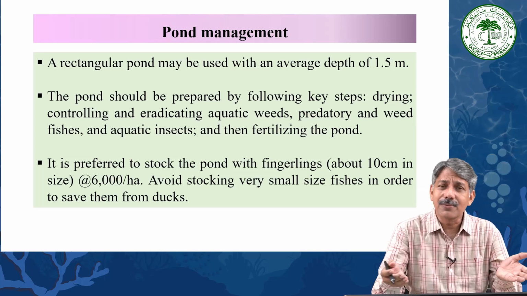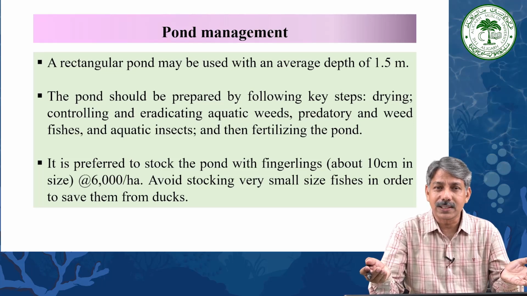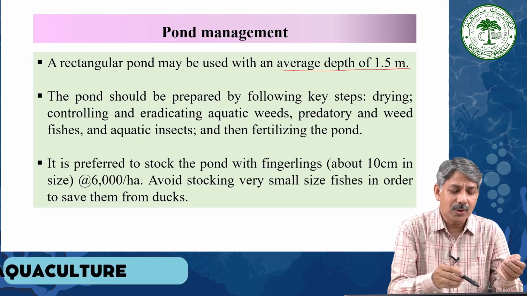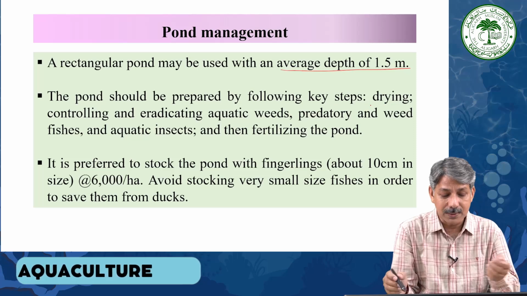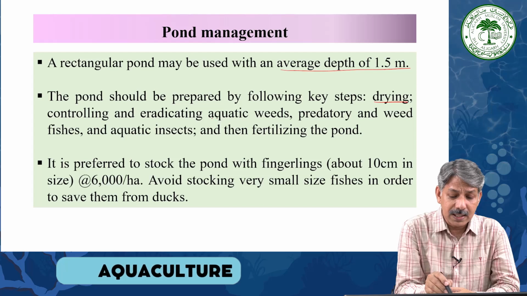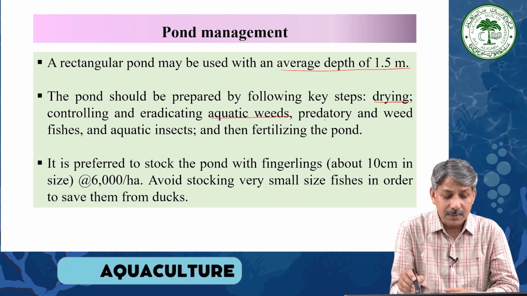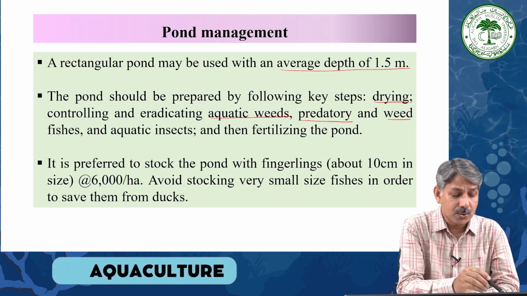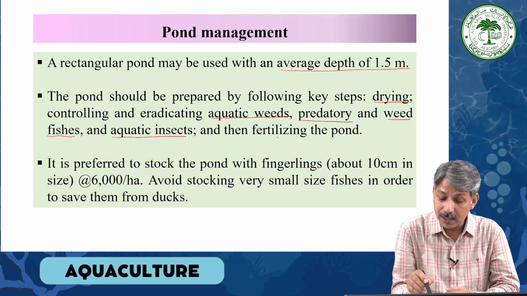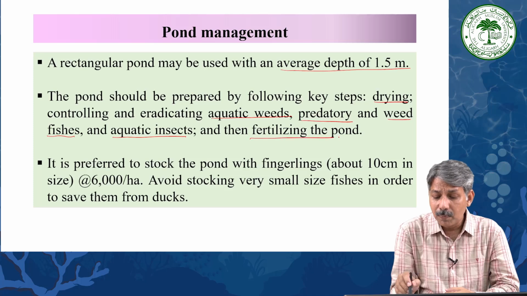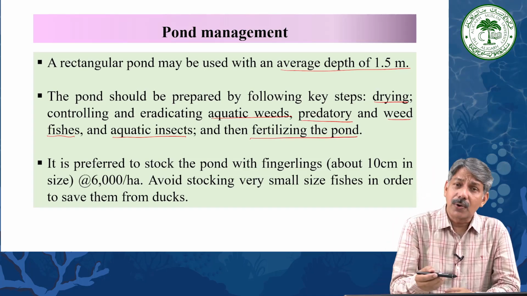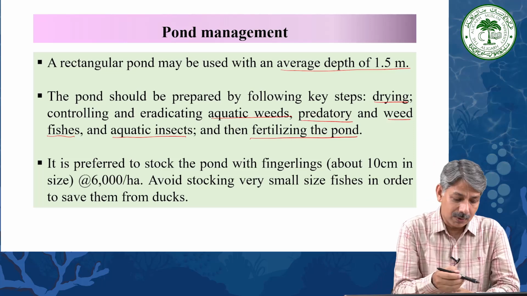So we can have, in fact, a normal pond, which we have discussed already. Here they have written an average depth of 1.5 meter, which is quite common. The pond should be prepared following the same key steps: drying, then eradicating or controlling aquatic weeds, then predatory fishes and weed fishes should also be removed. Aquatic insects should also be removed from there, and then manuring or fertilizing the pond. Then the pond will be prepared, as you have done for semi-intensive aquaculture.